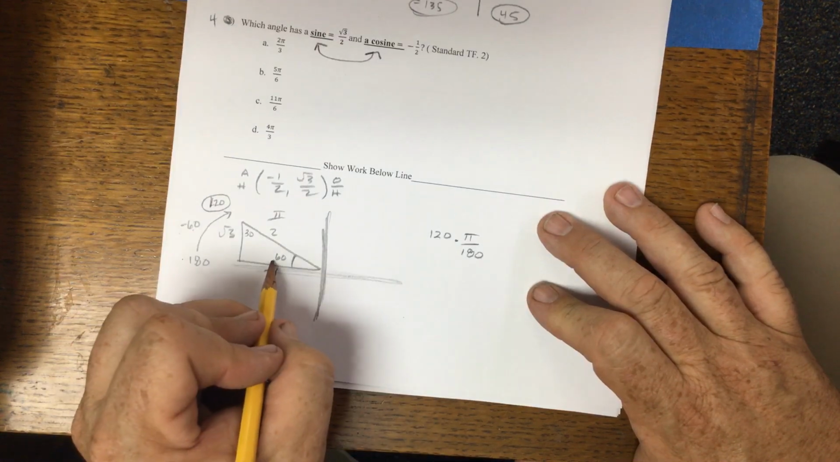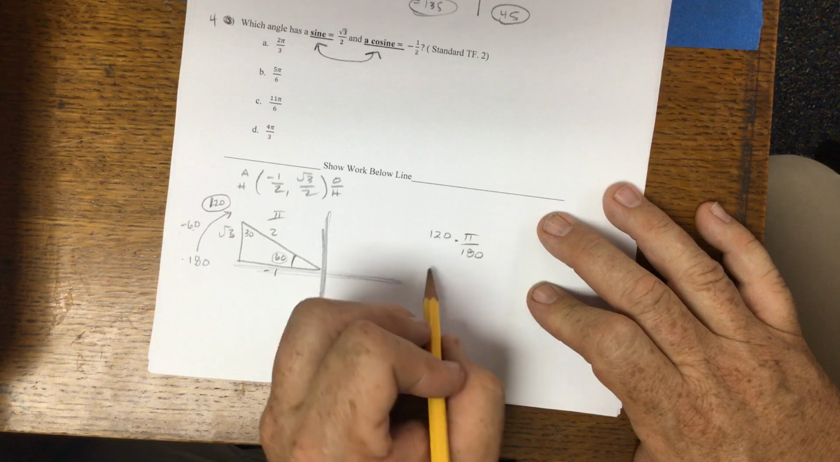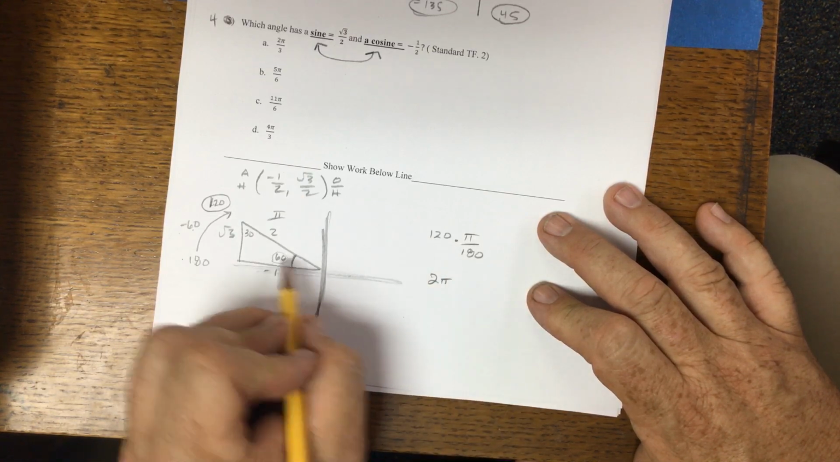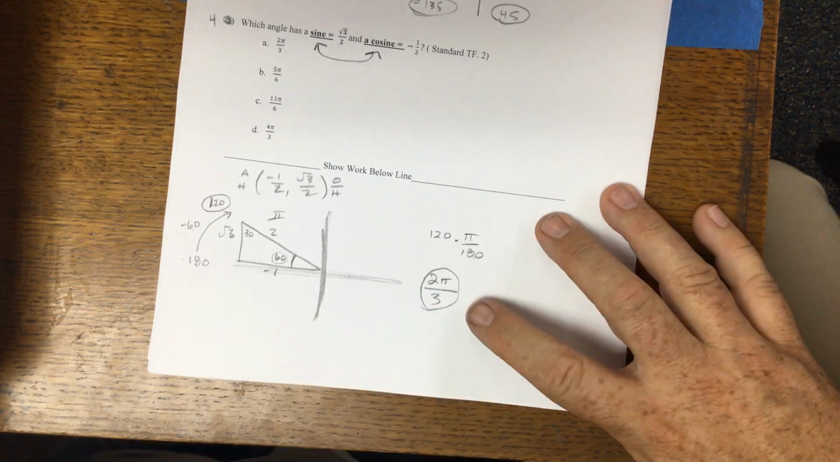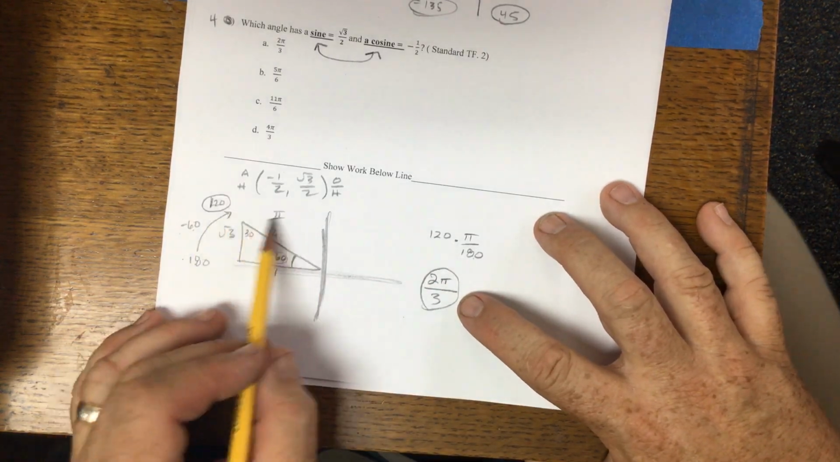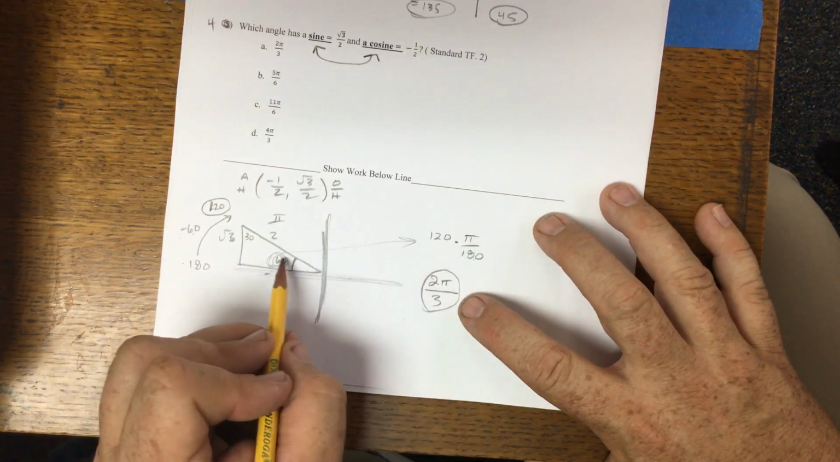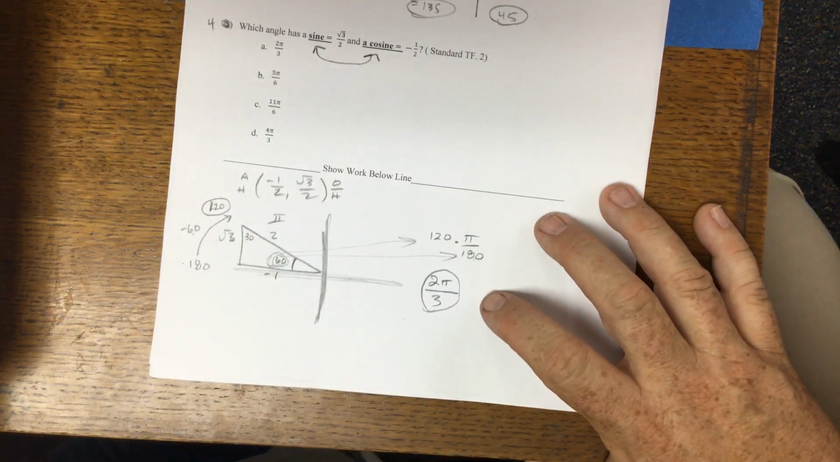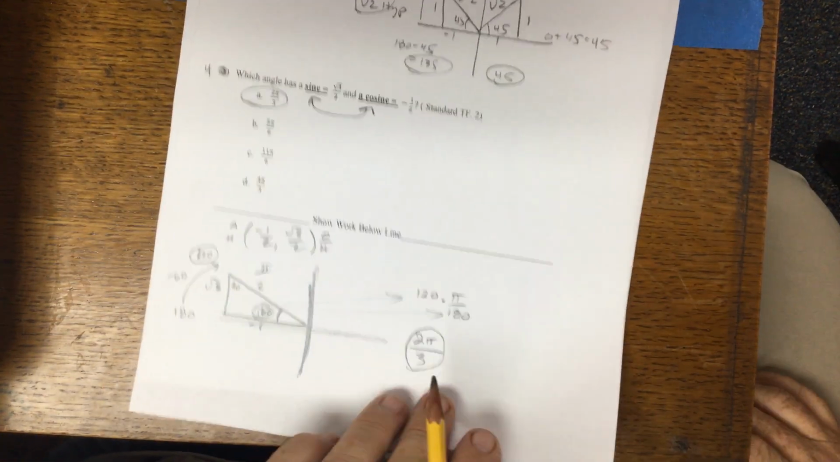What's my reference angle? 60. 60 goes into 120 2 times. 60 goes into 180 3 times. 2 pi over 3. Little shortcut there. When you're converting to radians, use your reference angle to simplify it. Okay? That's how I get the 2 pi over 3. So there's that one. All right.